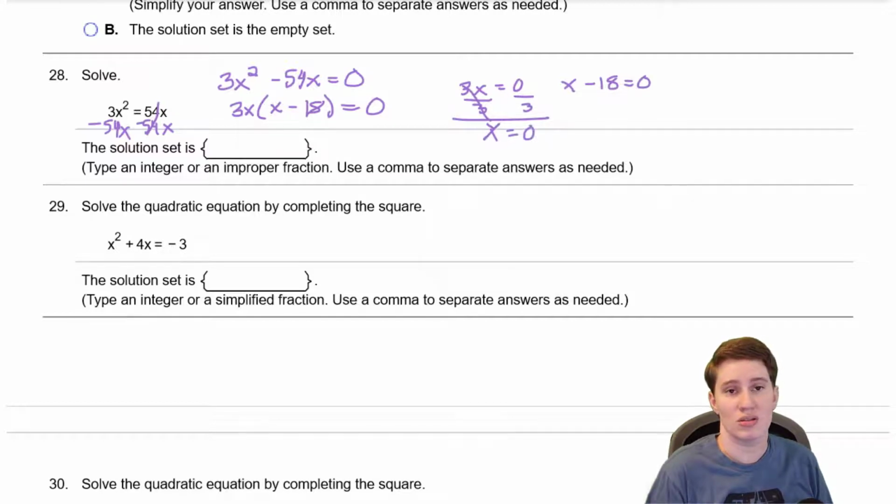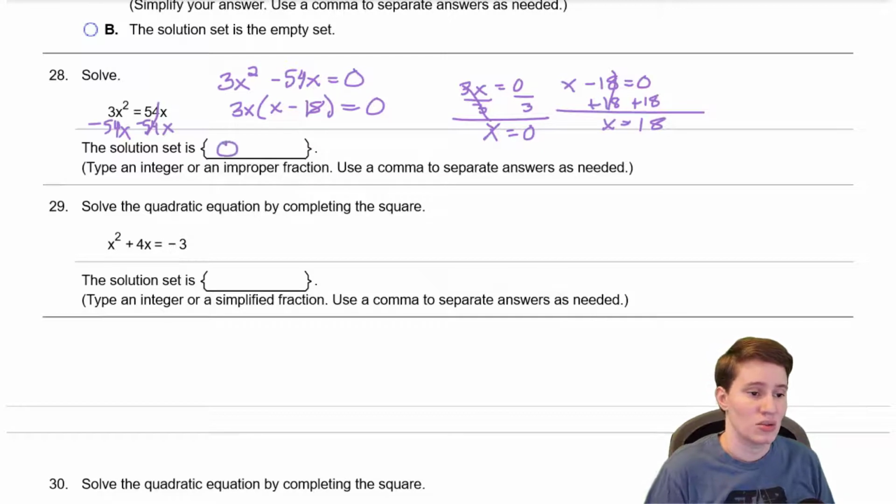Or it may be that you can look at them and see what the answers are. 3 times what equals 0 has to be 0. And what minus 18 has to give us 0, that has to be positive 18. So 0 and 18 are our two answers for this quadratic equation.